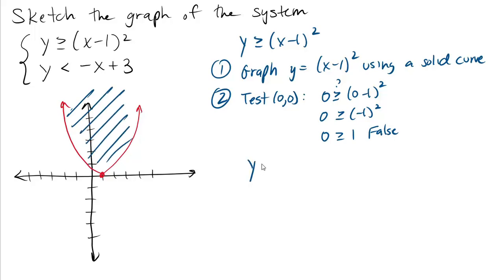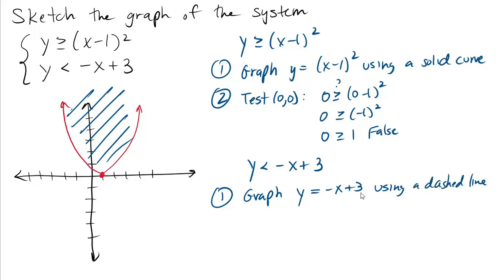I'd like you to graph the second inequality. Pause the video and see if you can come up with the graph of y is less than the opposite of x plus 3. The first thing you do is graph y equals the opposite of x plus 3. And we're going to use a dashed line here. One way to do this is to plot the point 0, 3 and then use the slope of negative 1. Another way to do this is to just come up with 2 points on the line.